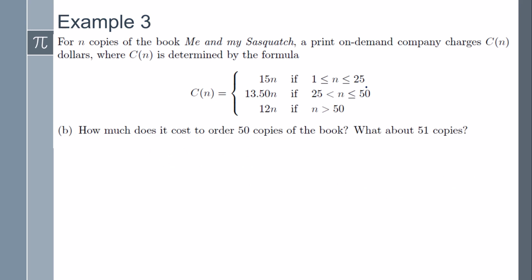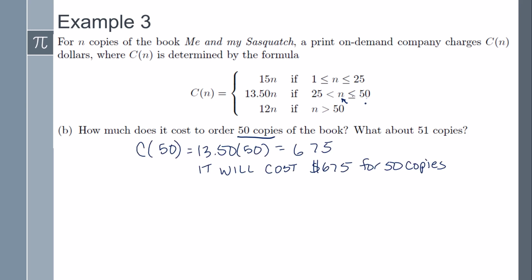And what about 51? Well, if I order 50 copies of the book, 50 is going to fit into the middle equation because 50 is less than or equal to 50. So I'm going to plug 50 into that middle equation. And so it's going to be $675 for 50 copies. You just multiply 13.5 times 50.